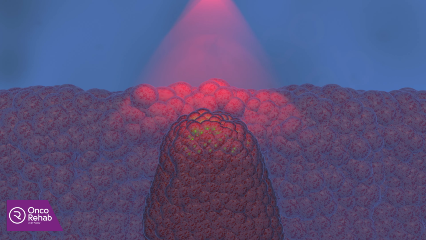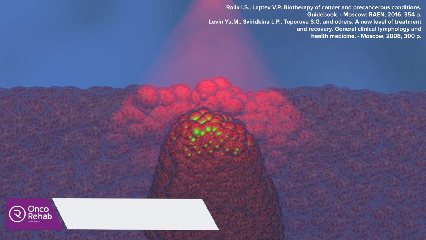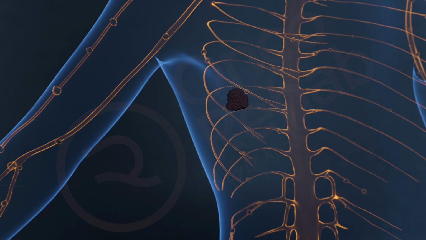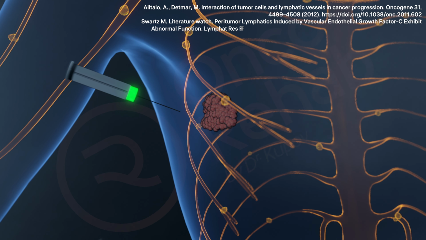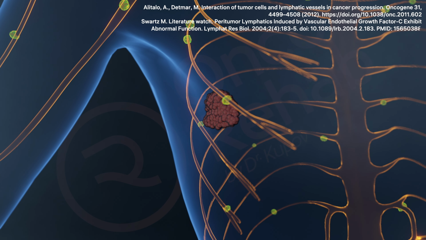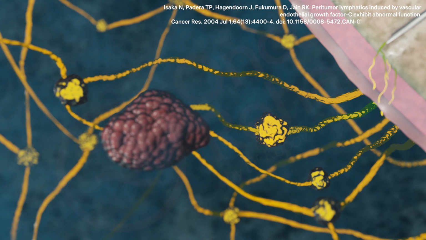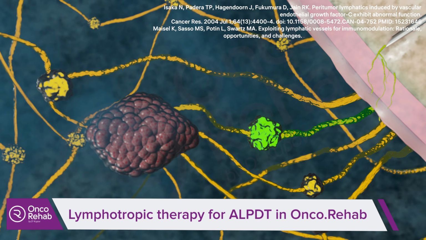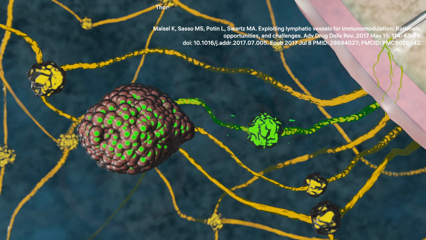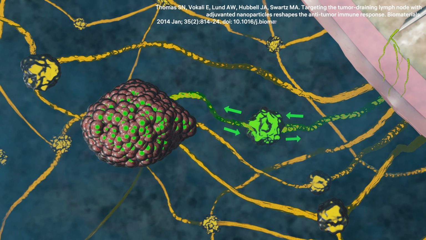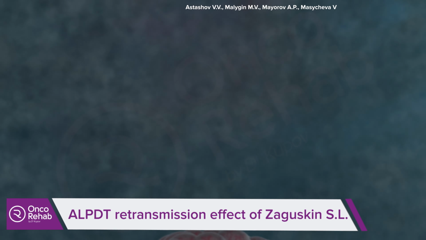During classical photodynamic therapy, the depth of laser penetration is small, which is why it is not always possible to influence the tumor. And with adaptive lymphotropic photodynamic therapy, the drug is injected directly into the lymphatic system of the body, which increases the effectiveness of the therapy and also helps to increase the concentration of the drug in the lymph system. At the same time, Chlorin e6 is delivered directly to the tumor through the lymph nodes. Therefore, it has the least toxic effect on the organs.